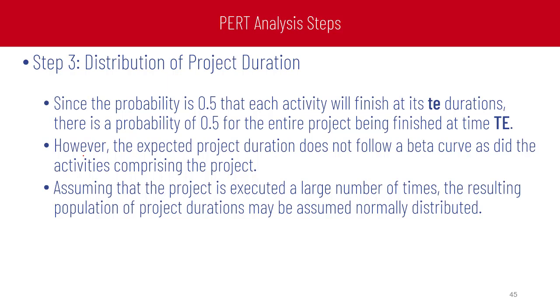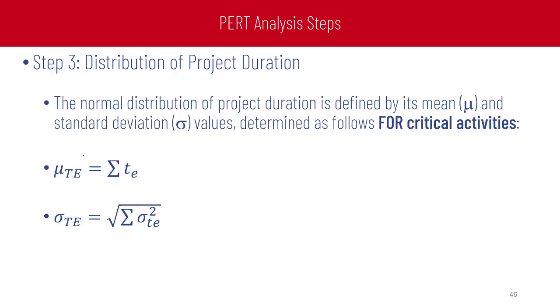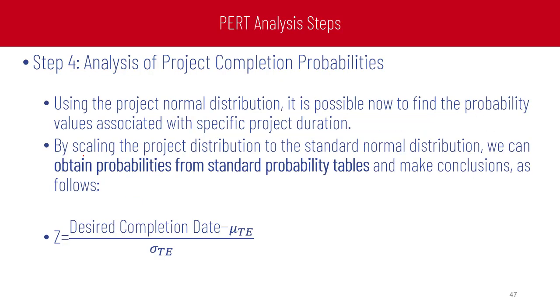Assuming that the project is executed a large number of times, the resulting population of project durations may be assumed normally distributed. Step number 3, distribution of project duration. The normal distribution of project duration is defined by its mean mu and standard deviation sigma, determined as follows for critical activities only. Sigma equals the square root of the summation of the variances of all the activities on the critical path. Step number 4, analysis of project completion probabilities.